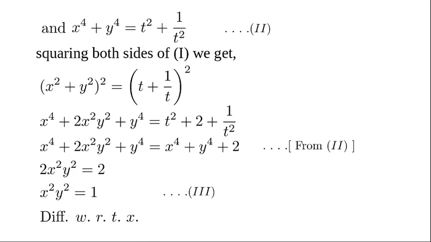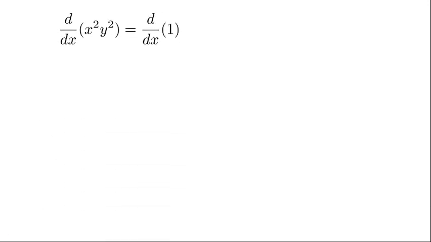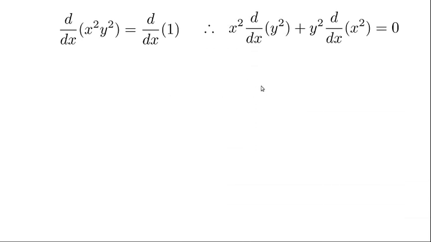Now differentiate this with respect to x. We have eliminated t from the picture there. So d by dx of x square y square equal to d by dx of 1. And in the left hand side here we are going to use the product rule. That is x square into derivative of y square plus y square into derivative of x square equal to 0. Derivative of 1 is 0, which is a constant.